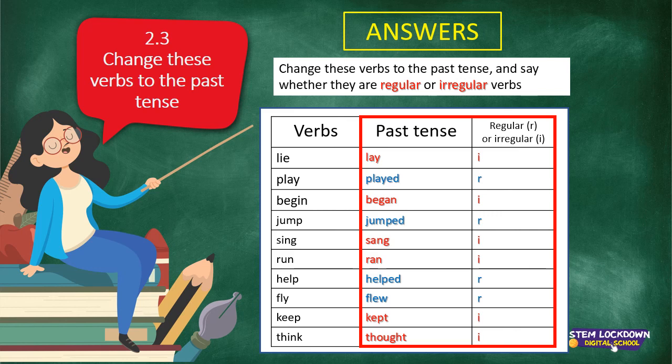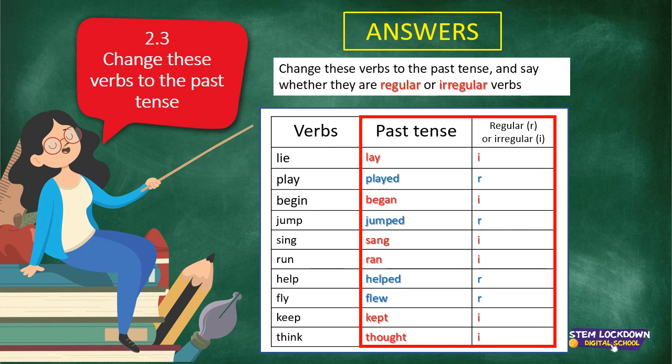Begin becomes began, irregular. Jump becomes jumped, regular. Sing becomes sang, irregular. Run becomes ran, irregular. Help becomes helped, regular. Fly becomes flew, regular. Keep becomes kept, irregular. Think becomes thought, irregular.